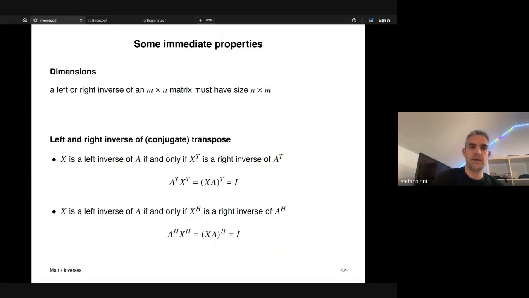Good. So, just simple properties. If the matrix is m times n, then the inverse must be n times m.